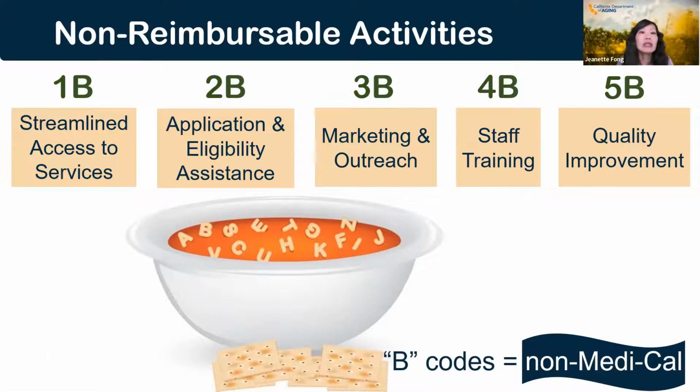Okay, so let's talk about activities now that are not reimbursable through MAC. Remember, there are 10 of them, but let's look at just these 5 for now. So if you'll notice again, these codes also have something in common. These codes all end in the letter B. We call these our parallel codes because you'll notice that the code numbers and category descriptions are actually exactly the same. The only difference is the letter. So these B codes are not reimbursable through MAC because they are non-Medi-Cal related.